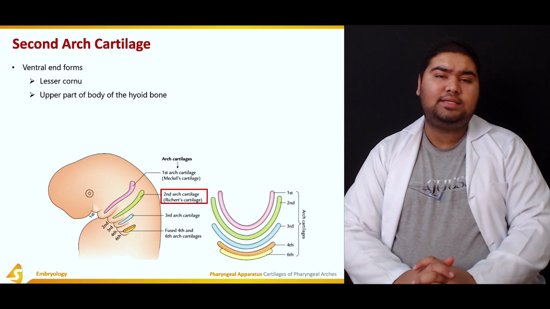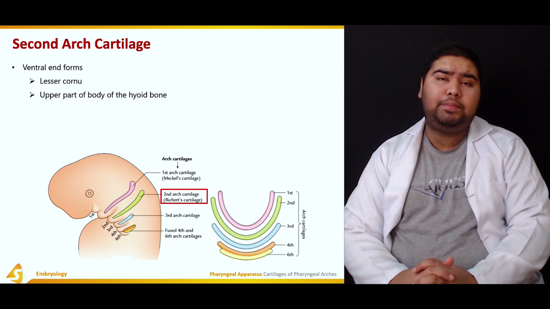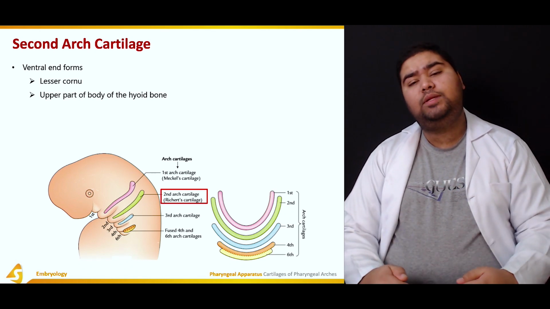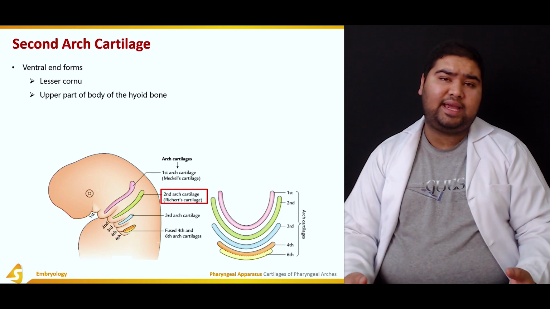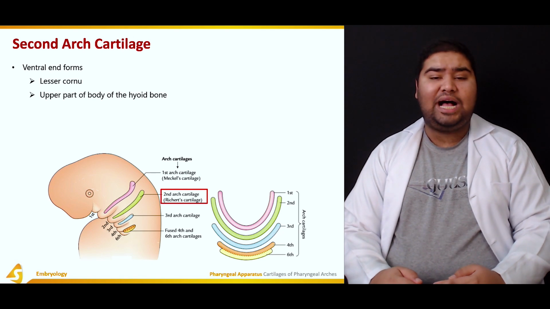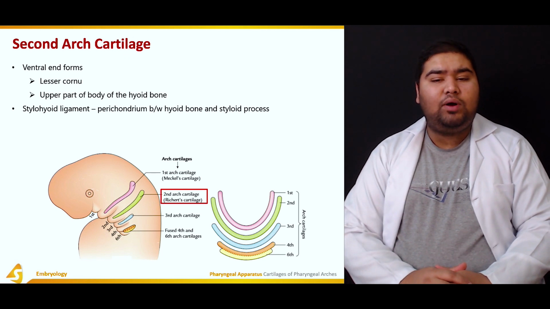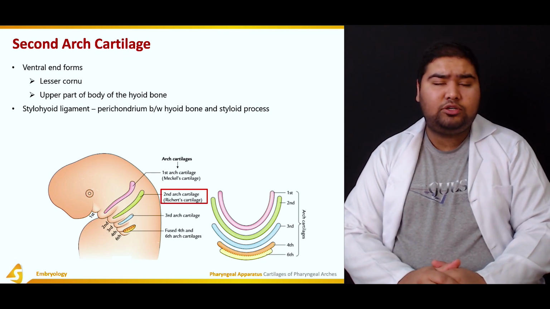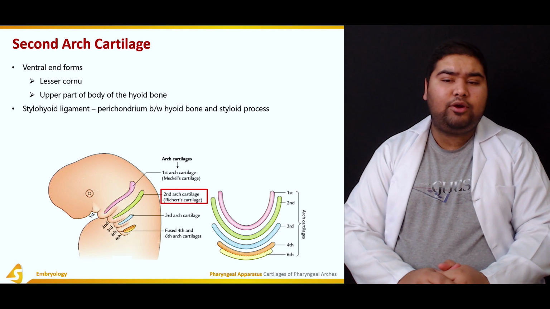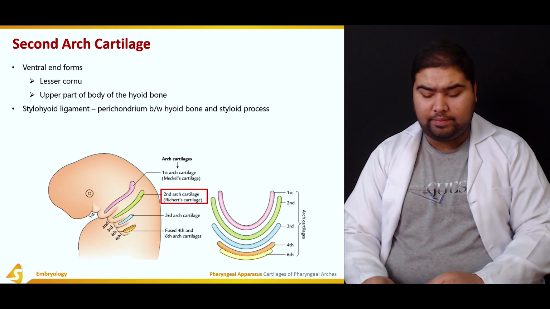The ventral end of this Reichert's cartilage helps in the formation of the lesser cornu and the upper part of the body of the hyoid bone. So the hyoid bone is formed in part by the second arch cartilage, which helps in the formation of the lesser cornu as well as the upper part of the body of the hyoid bone. Now the stylohyoid ligament is actually the perichondrium between the hyoid and the styloid process. So between the hyoid bone and the styloid process, the perichondrium forms the stylohyoid ligament.